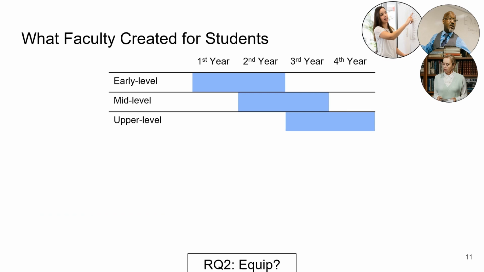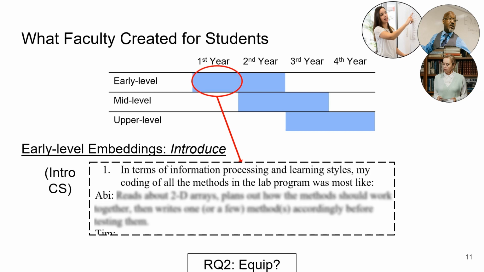So what embeddings did these faculty actually create for their students? Well, faculty embedded inclusive design into their courses at 3 levels. Early level for first and second year courses, mid-level for second and third year courses, and upper level for third and fourth year courses. The early level embeddings introduced a few simple concepts to students, like the facet values or the personas.